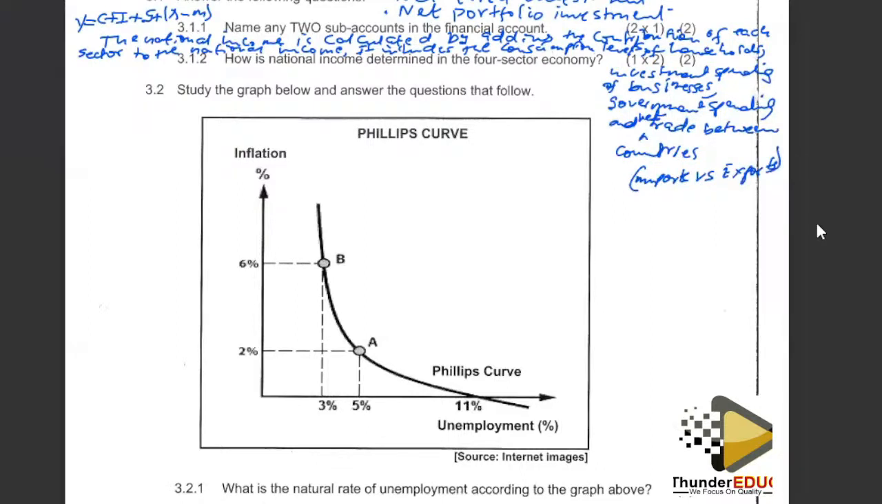In the mathematical notation, when we talk of the calculation of the national income, we say that Y, which denotes national income, is equal to consumption by the household plus investment by different sets of businesses, plus government spending, plus net exports. This is the mathematical formula to calculate our national income.